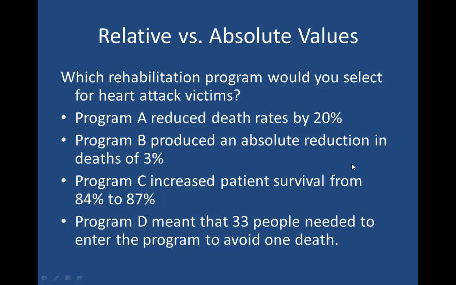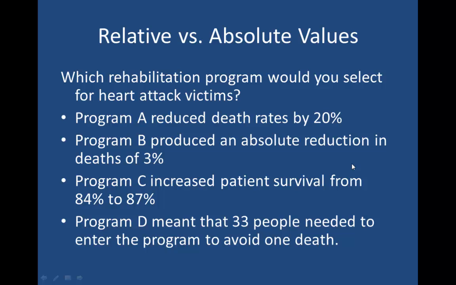Here's a good example of how authors might choose to report data that makes their study look more impactful. So if I had a rehab program for heart attack patients, and program A reduced death rates by 20%, Program B had an absolute risk reduction of deaths of 3%. Program C increased patient survival from 84 to 87%. And Program D meant that 33 people were needed to enter the program to avoid one death.